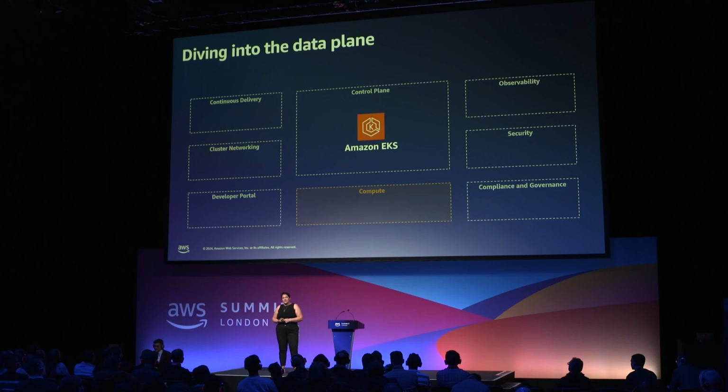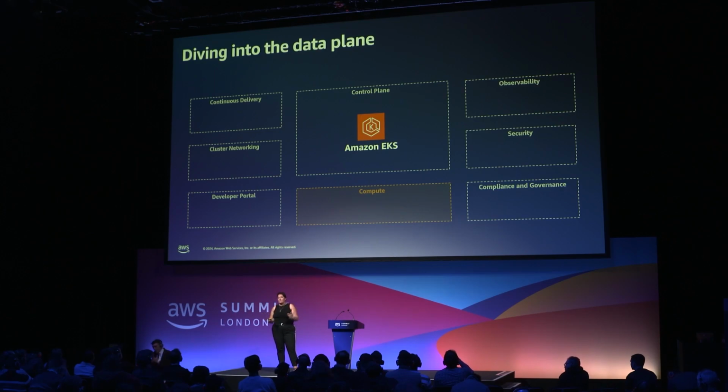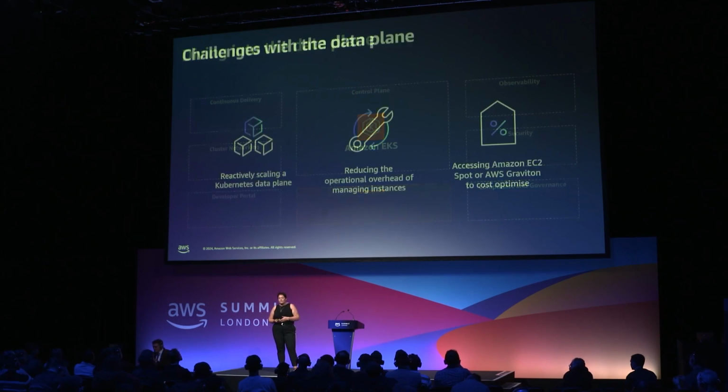So let's dive into the data plane. For those who are still new to Kubernetes, this is where you run your workloads. It really is just a collection of EC2 nodes that EKS uses when it's deploying your workloads. For some of our customers, the number of EC2 instances in use can run into the hundreds and sometimes even the thousands. So this is a mammoth task in scaling and keeping on top of that data plane.